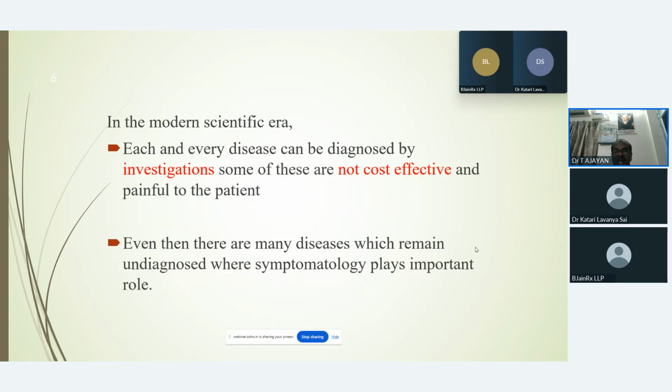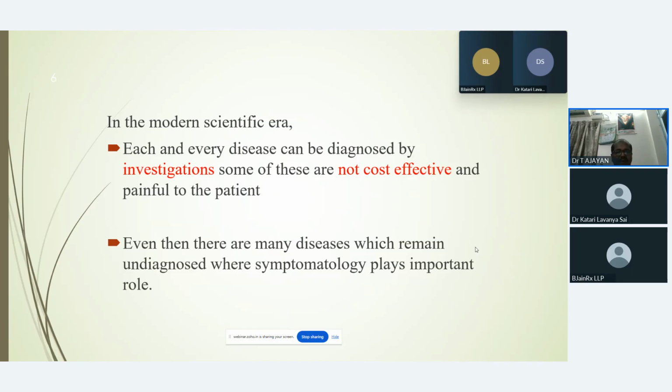In the modern scientific era, each and every disease can be diagnosed by investigation. Some of these are not cost effective and are painful to the patient. Even then, there are many diseases which remain undiagnosed. There symptomatology plays an important role. That's another advantage of homeopathic science. Even if the diagnosis is doubtful, even if we are not able to diagnose the case.